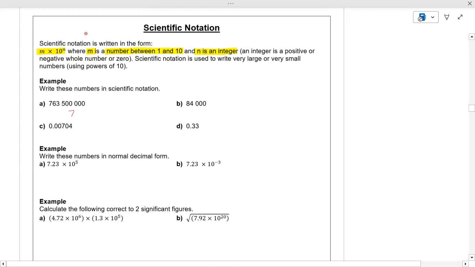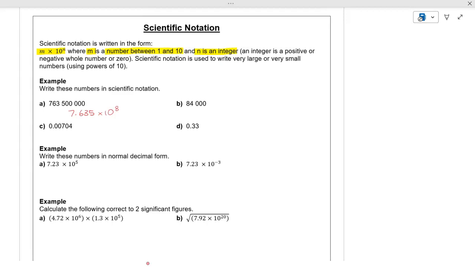So I'm going to get 7.635. I have to write all other non-zero numbers, unless the 0 is in the middle of the numbers, like this example down here. And then I'm going to go times 10. Now, in order to work out what that power is, I need to find how many places I moved that decimal point to get it between the 6 and 7. If we count in, I would go 1, 2, 3, 4, 5, 6, 7, 8. So my power is 8.